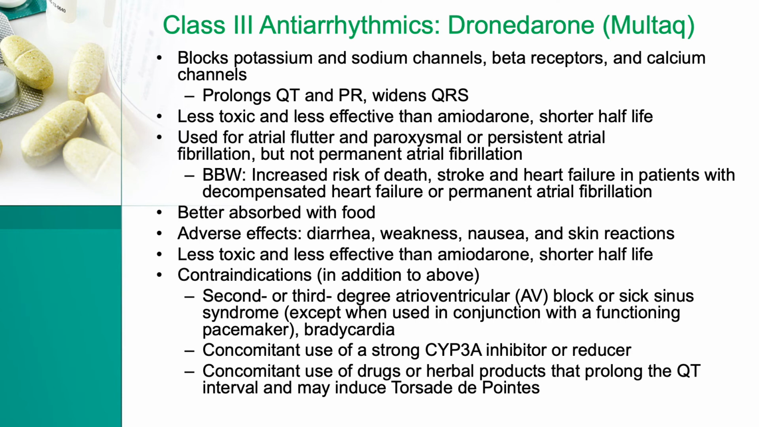Dronedarone blocks potassium and sodium channels, beta receptors, and calcium channels. So it does many things. It prolongs the QT and PR intervals and widens the QRS. It was designed to be less toxic, but unfortunately it's also less effective than amiodarone with a shorter half-life.